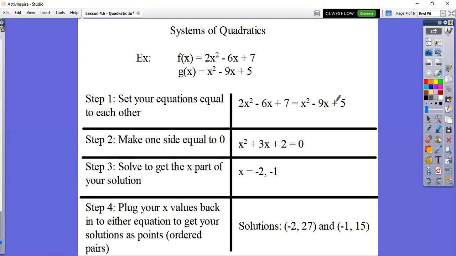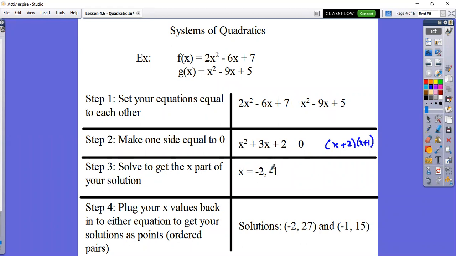In this case, I chose to make the right side 0, and here's the reason. If I subtract x squared over here, 2x squared minus x squared is still positive x squared. I personally like to avoid negative x squareds because it has a tendency to cause people to make errors. So this is x squared plus 3x, because it's negative 6x plus 9x, plus 2, that's 7 minus 5. This factors into x plus 2 times x plus 1, which means my two solutions are negative 2 and negative 1.